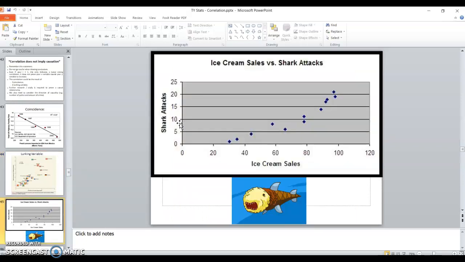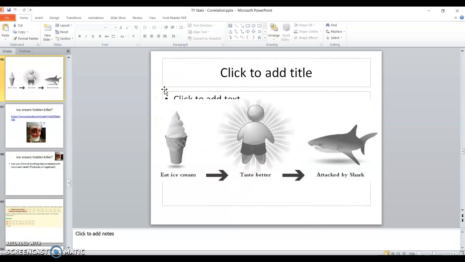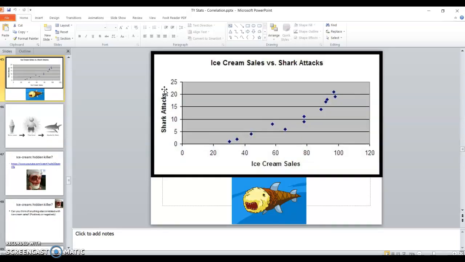Next one I will look at is ice cream sales versus shark attacks, and we see that they're quite strongly correlated over a number of years. The more ice cream that's sold, the more shark attacks there are. Okay, so does this mean eating ice cream causes you to be more likely to be attacked by a shark? Is this what's going on? Eating ice cream causes you to taste better, means you're more attractive to a shark? No. Okay, what's going on there?